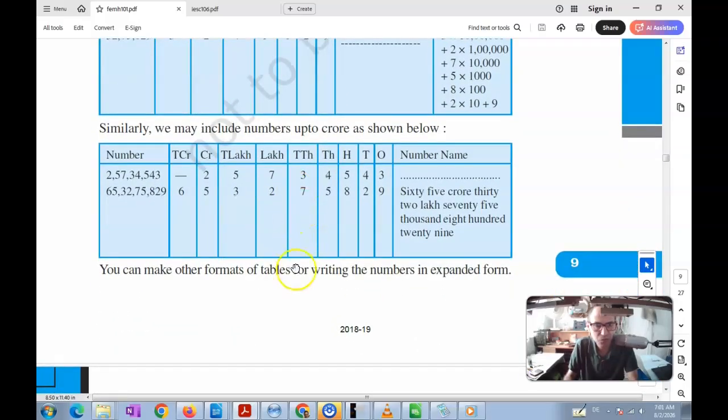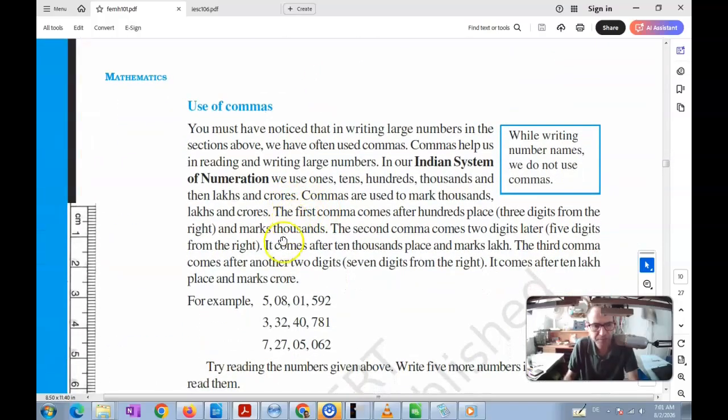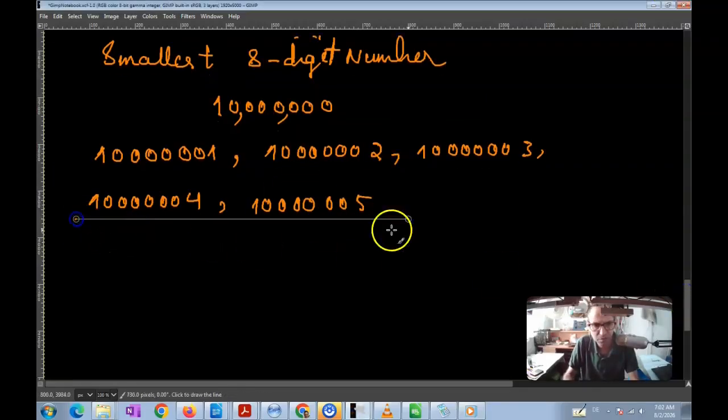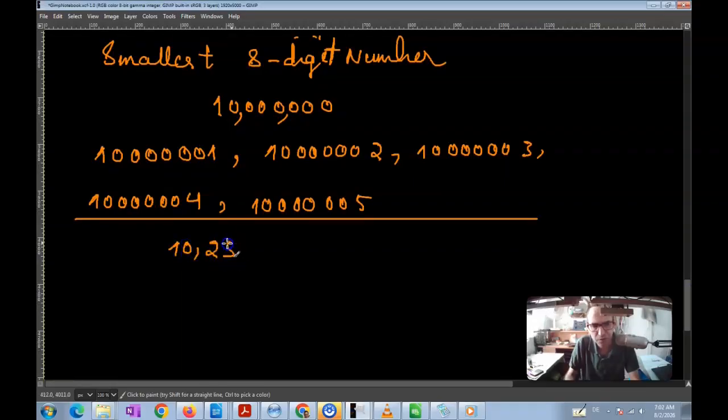So if you need to, you can use all of these things. Now one thing that helps you to read a number is the use of commas. You have seen that sometimes when I write a number, for example 10,252,000,657, I put a comma over here, and I put a comma over here. So this is a comma, and this is a comma, right?